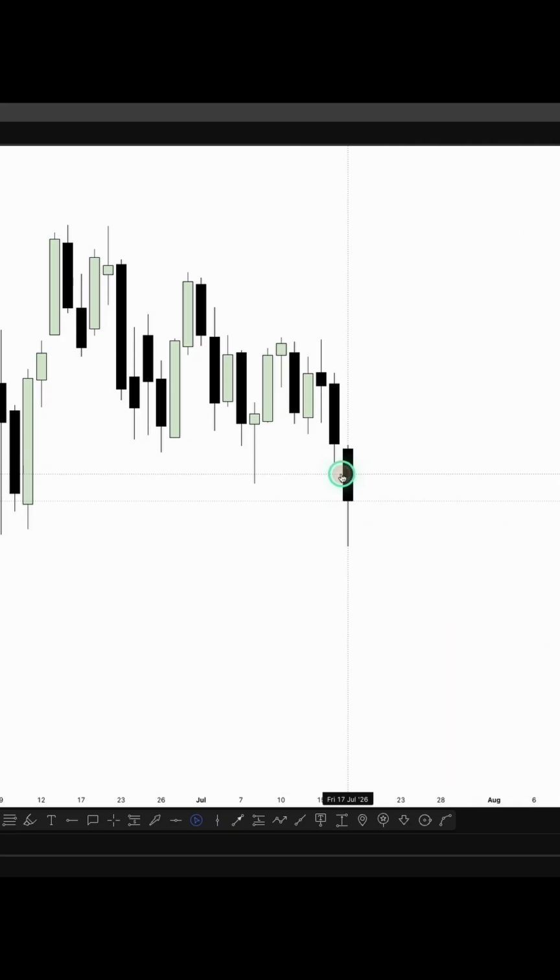And there's another way I get my bias: the midpoint of the previous day. Above is bullish, below is bearish. But this is a little bit more advanced. I would recommend you stick to the two I just mentioned.